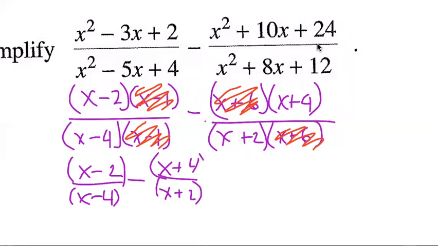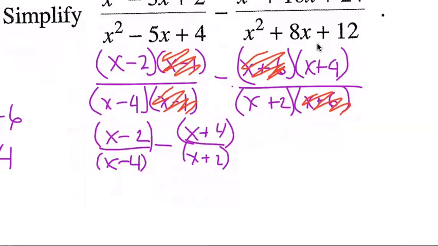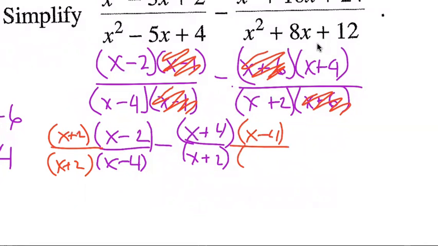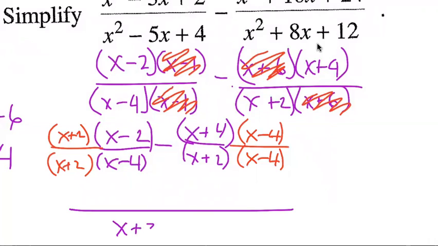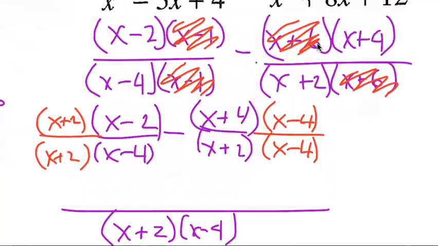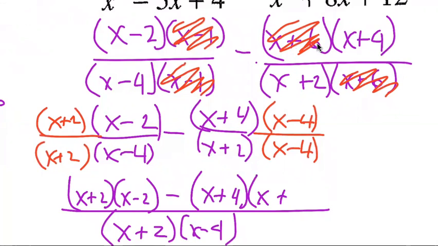So you can see my common denominator is going to be x minus 4 times x plus 2. So if that's what my common denominator is, I need to multiply this side by x plus 2, and my numerator as well. And I need to multiply this side by x minus 4, and my numerator as well. So now I have a common denominator. My common denominator is x plus 2, x minus 4, and my numerator is x plus 2, x minus 2, minus x plus 4, x minus 4. Whoops, that's a minus.